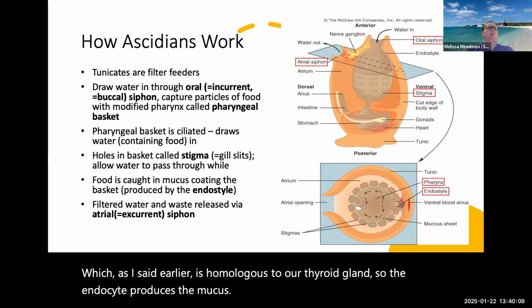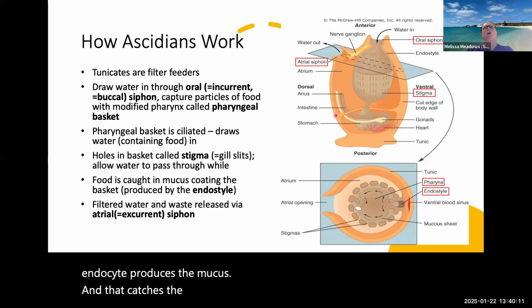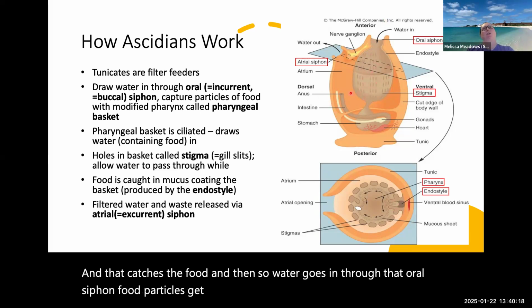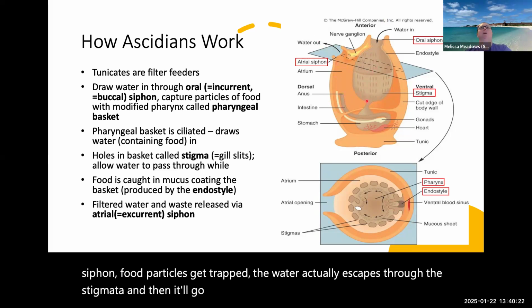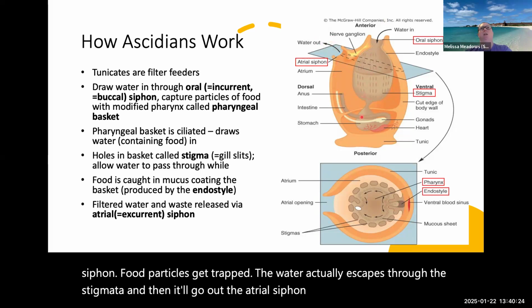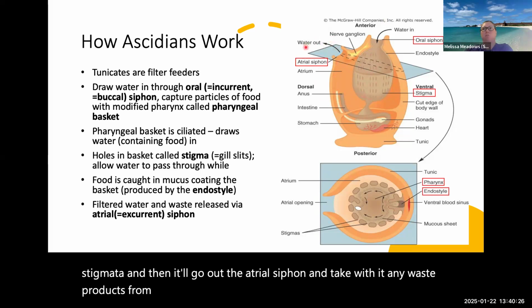and that catches the food, and so water goes in through that oral siphon. Food particles get trapped. The water actually escapes through the stigmata, and then it'll go out the atrial siphon and take with it any waste products from that digestive system.